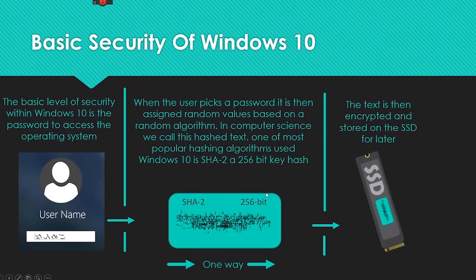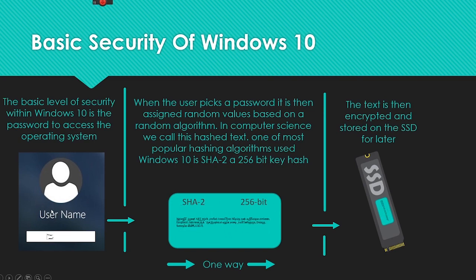Okay, so Windows 10 has basic security. The basic level of security within Windows 10 is a password to access the operating system. When the user picks a password, it is then assigned random values based on a random algorithm. In computer science, we call this hash text. One of the most popular hashing algorithms used in Windows 10 is SHA-2, a 256-bit key hash.